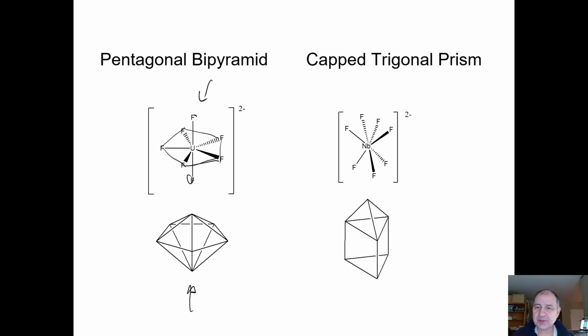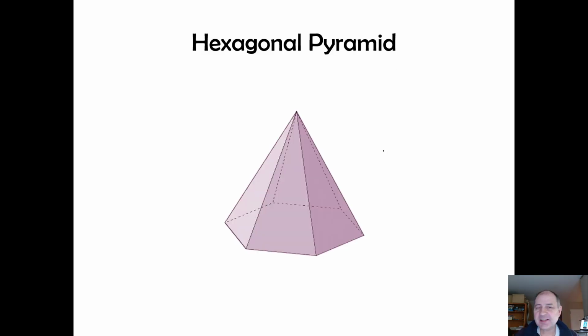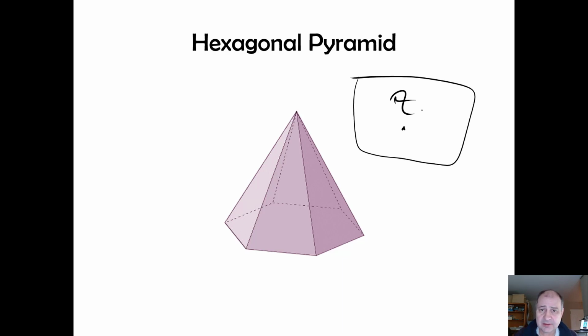A capped trigonal prism, okay? You can kind of see the prism here, right? So 2 triangles connected. That's what I was trying to do here. It's harder to see here, but you can kind of see that shape, and then you cap it on the top, and so that's called a capped trigonal prism. This is the example of the hexagonal pyramid. Note the lack of compounds that represent that, so we don't really have examples for that, but it's not that difficult to visualize.